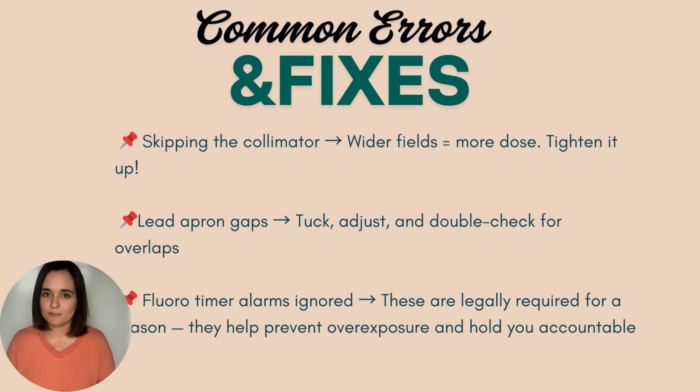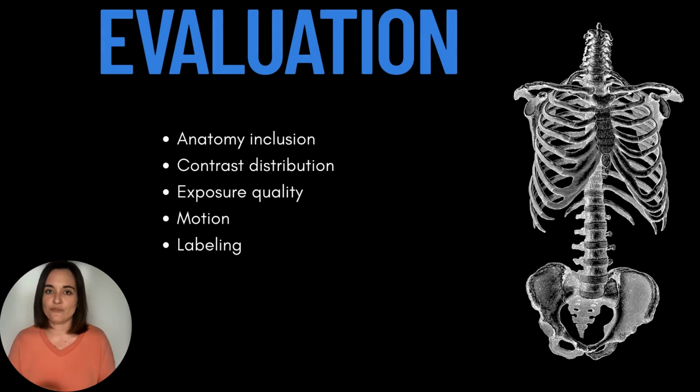What are we evaluating? Every GI contrast image, from fluoroscopic stills to post-evac overheads, should be checked for anatomy inclusion. Did you capture what you were supposed to? Contrast distribution. Is the barium or iodine where it needs to be? Exposure quality. Is it over or underexposed, grainy or washed out? Motion. Voluntary or involuntary blur? Labeling. Side marker, decubitus labels, timestamps, scout versus spot versus post-evac, clearly marked.